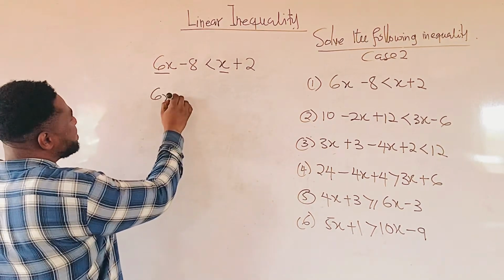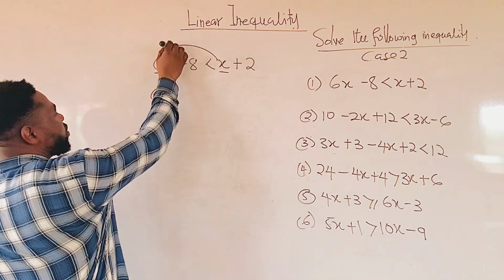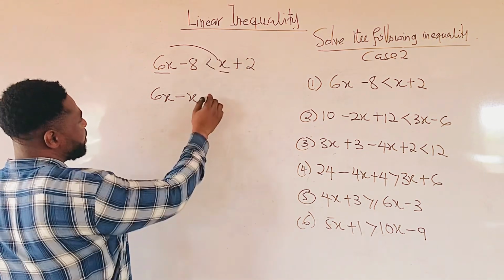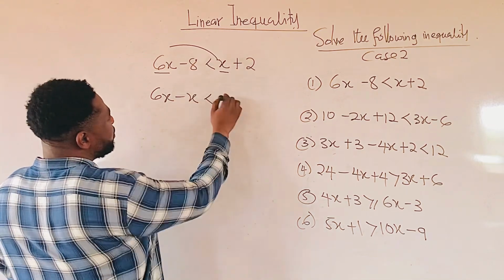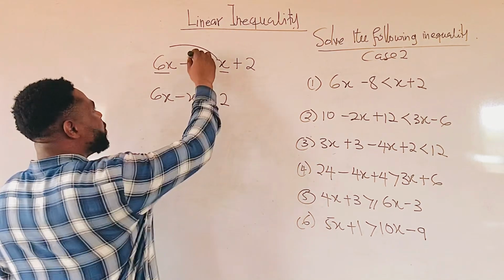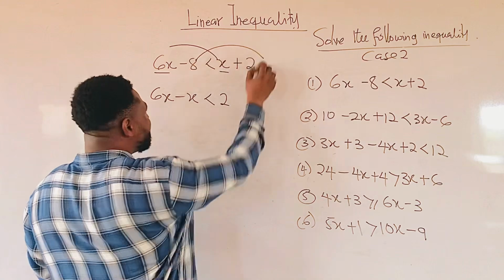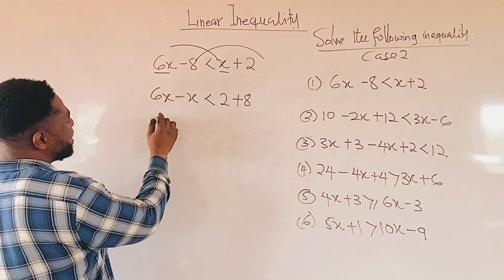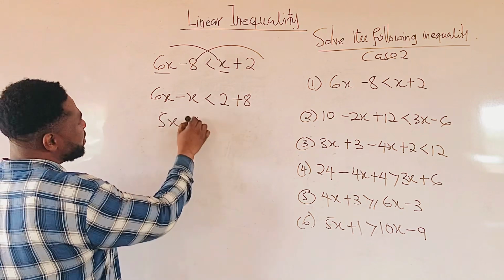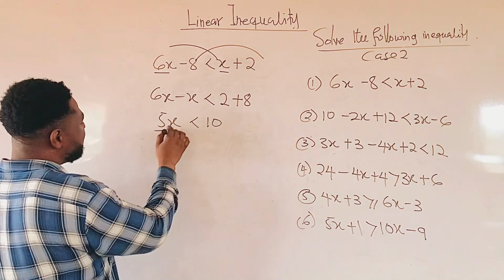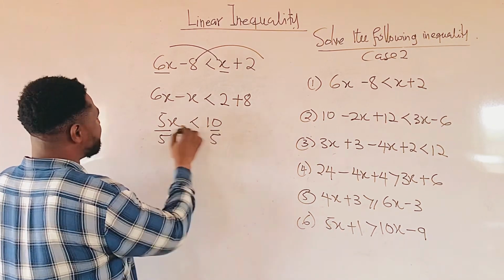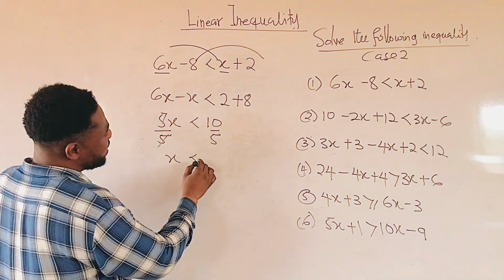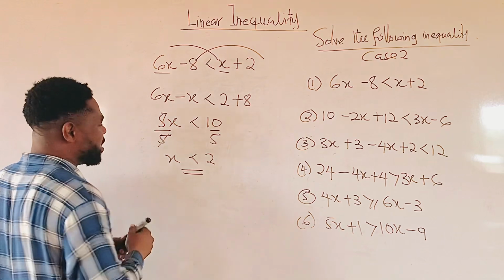So we maintain our 6x. We let the x cross the inequality sign and it will be negative x because it's positive. We bring our sign here. We maintain our positive 2. We let our negative 8 cross the inequality sign, which will be positive 8. Now 6x minus x will give us 5x less than 10. We divide through by 5, which is the coefficient of x, and our x is going to be less than 2, as we can see.